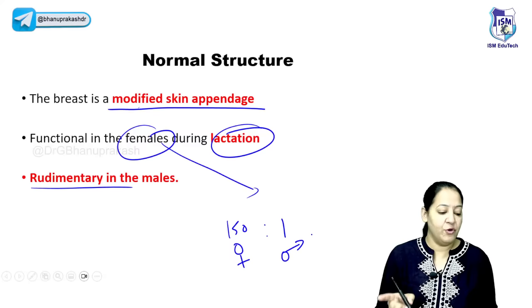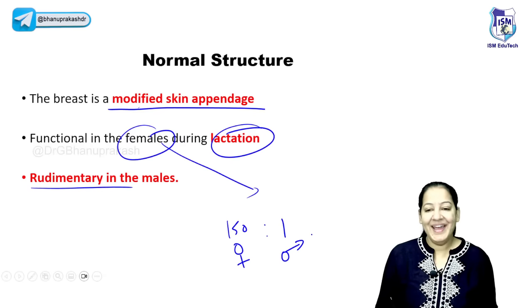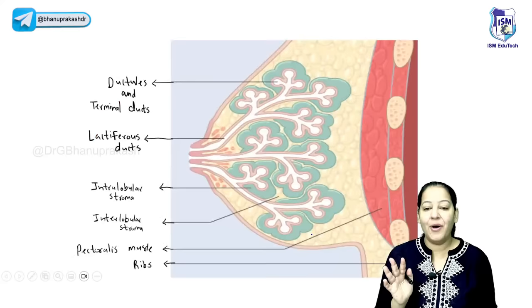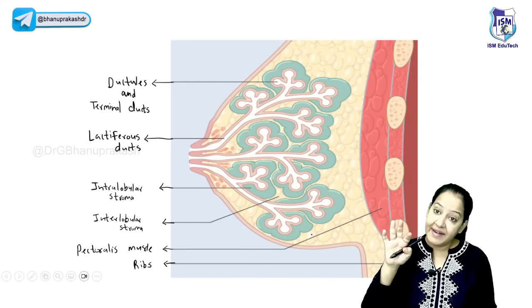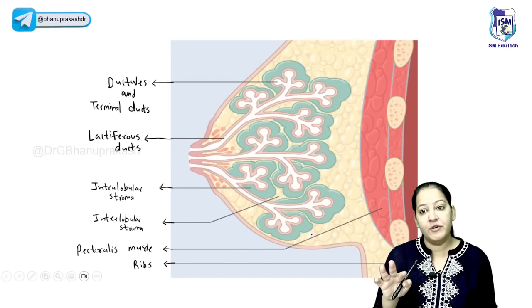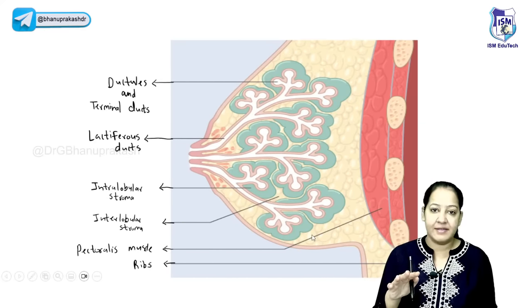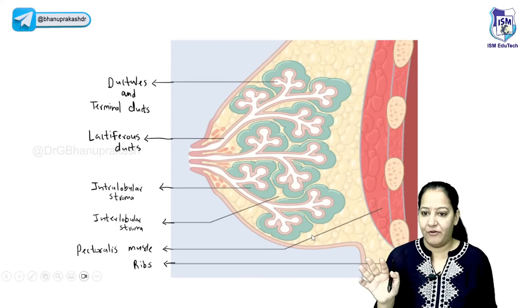Okay, so let me tell you first the structure of a normal breast. Let's see the structure. You can see this is the female breast in front of you that I have drawn. If you can understand this structure, and what is the TDLU, the functional unit of the breast, then understanding the morphology and microscopy of the benign and malignant tumors will be super easy for you, right?